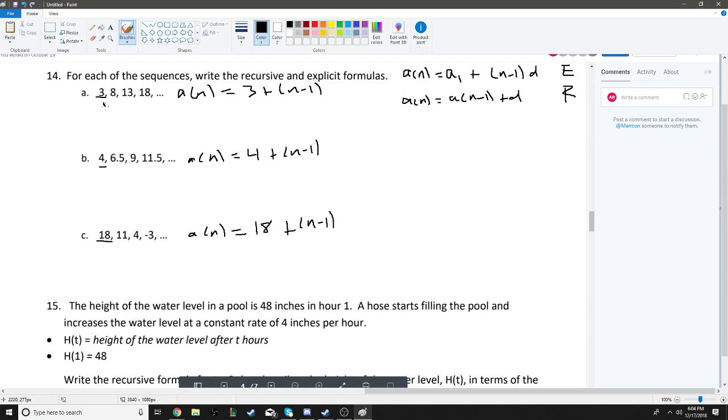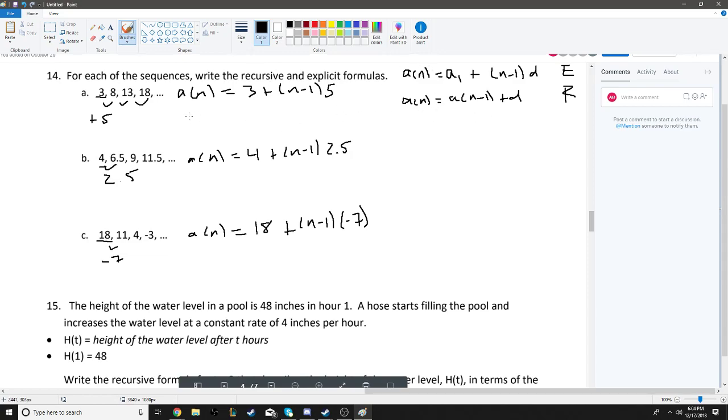Now we got to look at our patterns. Okay, if you look at the patterns, these are all increasing by 5. So 5 goes in the d spot. These guys are increasing by 2.5. So 2.5 goes into the d spot. These guys are decreasing by 7. So we're going to put negative 7 in parentheses so we know we're multiplying and not subtracting. Okay, those are your explicit formulas.